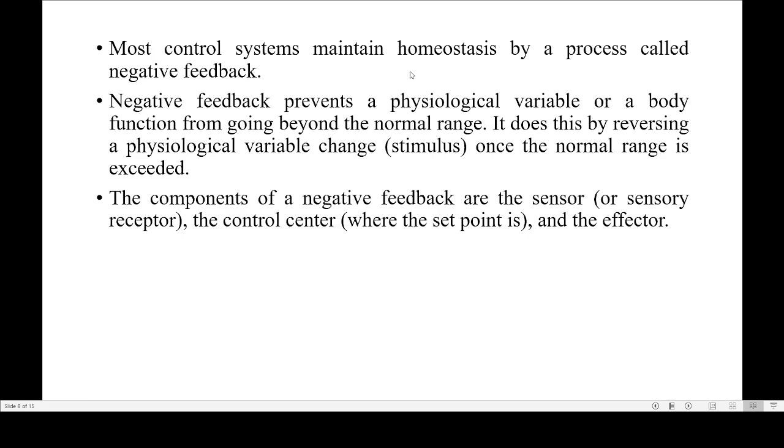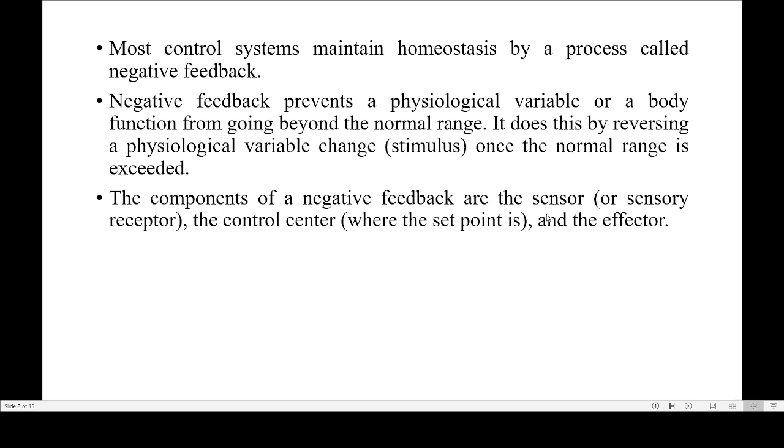Most control systems maintain homeostasis by a process known as a negative feedback system. In our body, 70 to 80% of processes are controlled by negative feedback systems. Negative feedback prevents a physiological variable or body function from going beyond the normal range. It does this by reversing the physiological variable change once the normal range is exceeded. So it actually regulates the set point, the normal physiological variable, and it basically regulates the normal range.